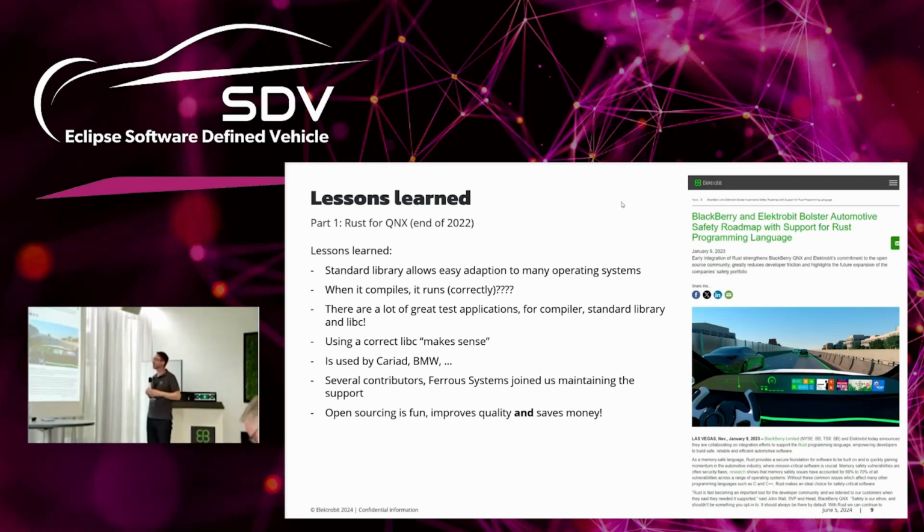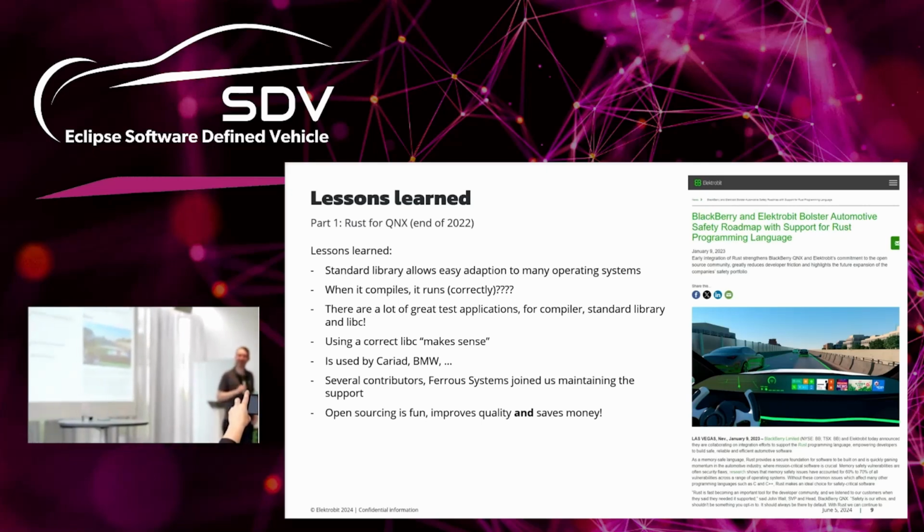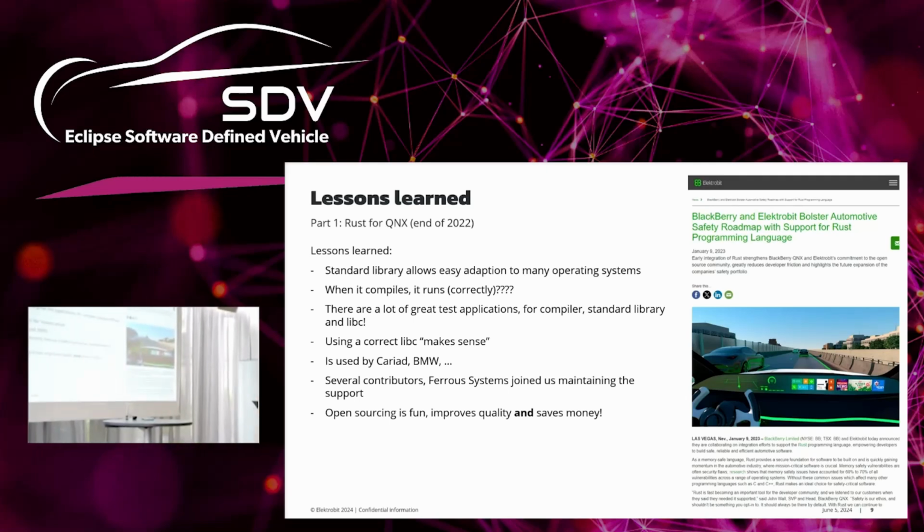Soon after that, I think in March 2023, it finally became part of the official Rust toolchain. So now if you want to build for QNX, it's part of the official toolchain. And what I have learned along this path is that the standard library is actually supporting a lot of different operating systems, like 20 or something. And adding another one is quite simple. This is something we can do quite easily.